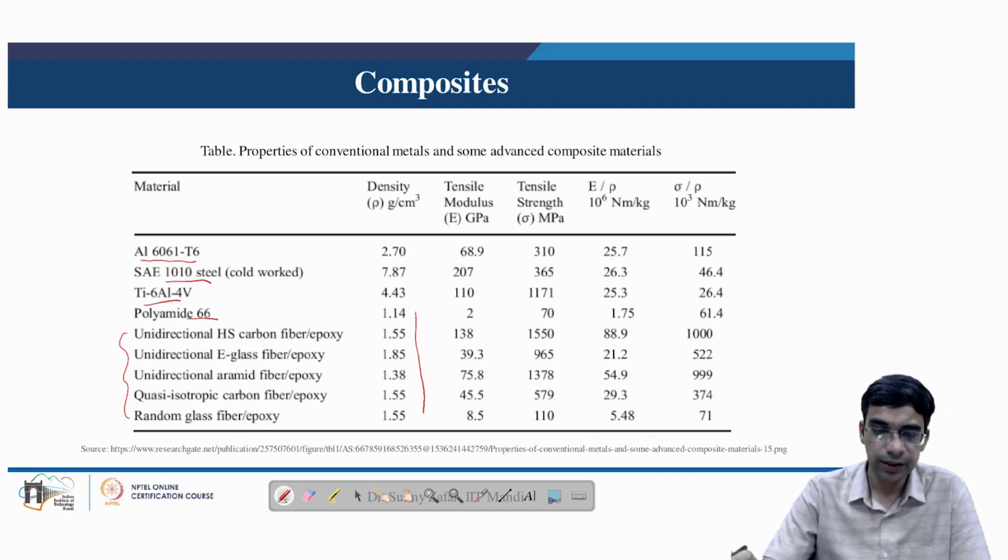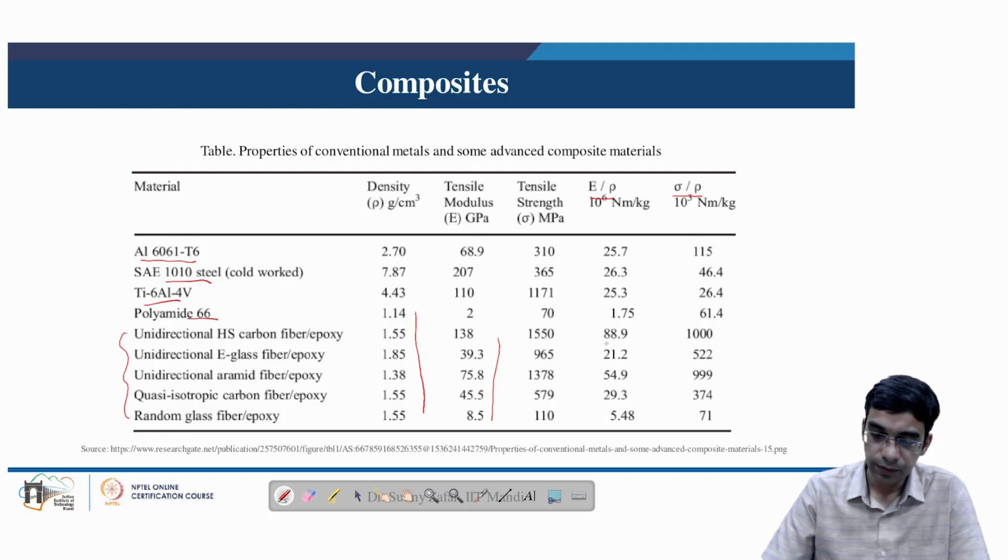It does not exceed 2 gram per cubic centimeter, and at the same time the tensile modulus of such composite materials is also comparable or higher. But it is the specific modulus and strength, which is when we divide the modulus with density and the ultimate tensile strength with density, that is when the composites basically outperform the conventional materials.